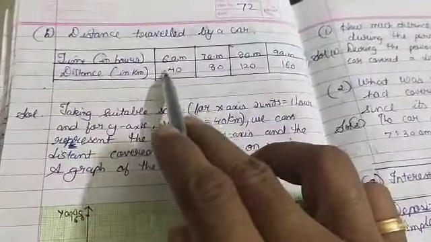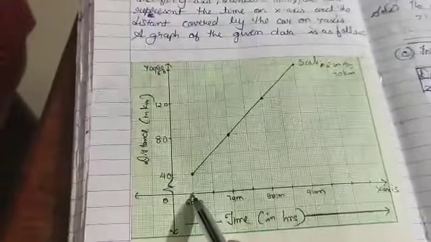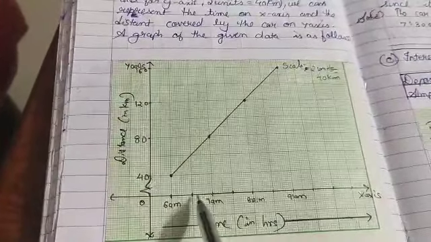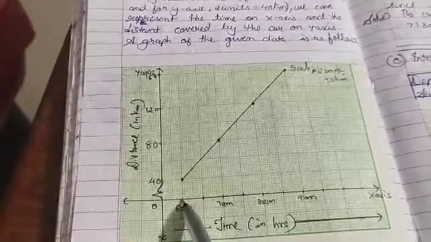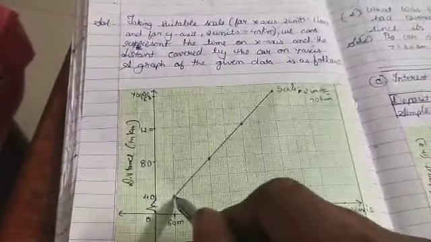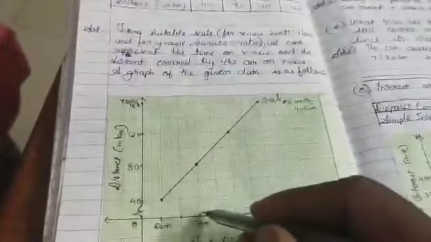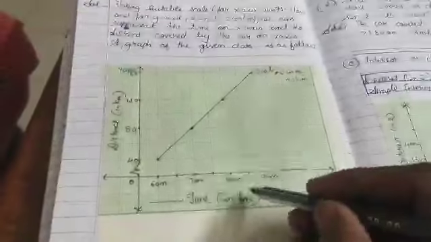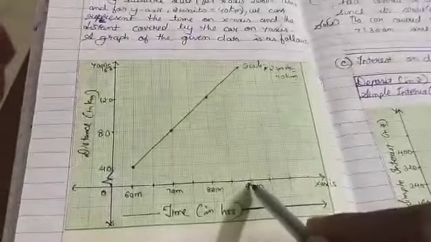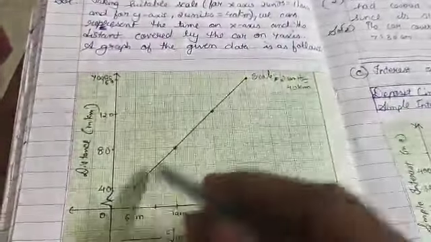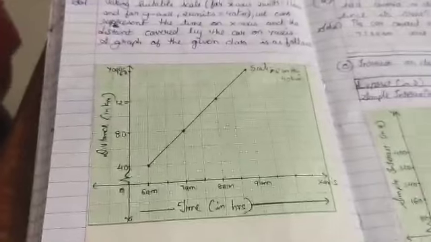Now if we see the question, at 6 a.m. it covered a distance of 40 kilometers. So at 6 a.m., write down the time over here, with 2 units equals 1 hour. I put a point over here. Then at 7 a.m. it covered 80 kilometers, at 8 a.m. 120 kilometers, and at 9 a.m. 160 kilometers. When I draw a line, you will get a straight line. So it is also an example of a linear graph.